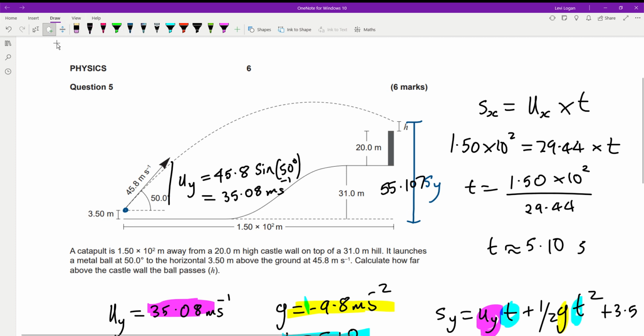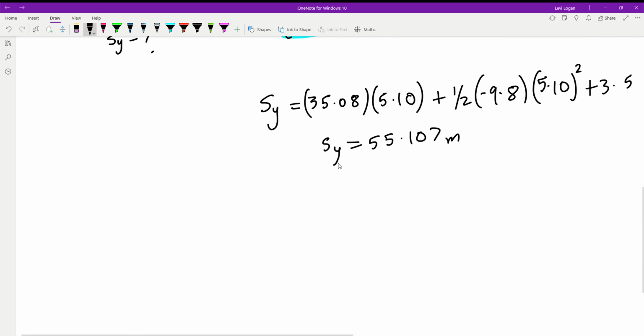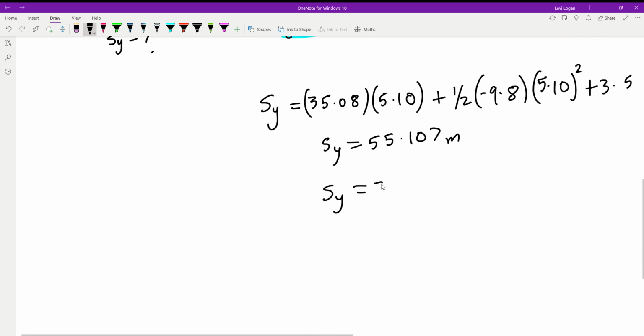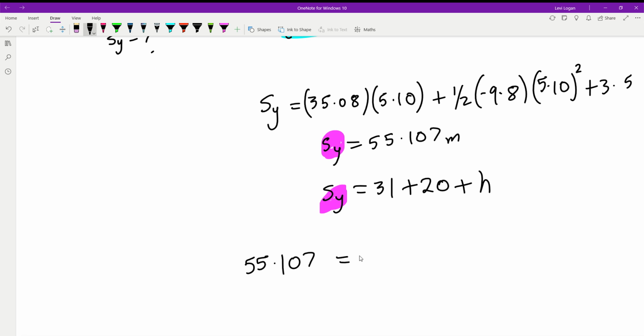Now, we can also represent that distance using this sum here as well. So notice this distance is also this number plus this number plus this. So all of a sudden we get this nice looking equation. We have s of y equals this, but we also have s of y is equal to 31 plus 20 plus h, okay? So we can make them equal to one another, okay? So you get 55.107 equals 31 plus 20 plus h, okay?